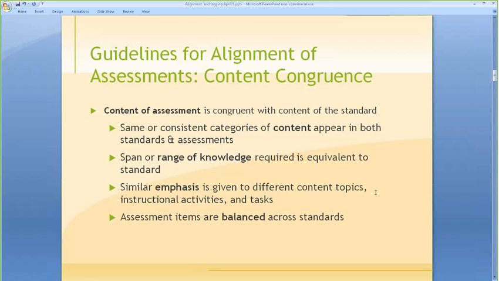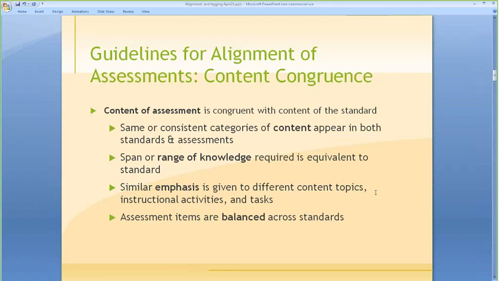We've got 4 or 5 different categories of alignment that I want to share with you today. One of the first categories is content congruence, and it's been a long time since we've really talked about rubrics and their alignment. I think I presented the rubric webinar back in April or earlier, so it's been some time since we've had a conversation like this, and I think it's important that we revisit that. When you're building your rubrics or your scoring guides, you're looking for same or consistent categories of content between what the standards say and what your assessments say.